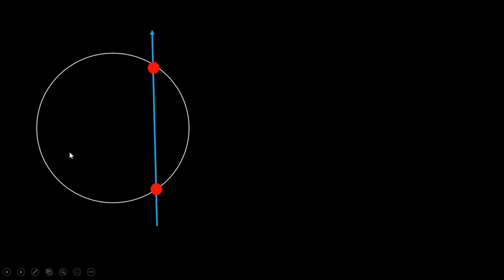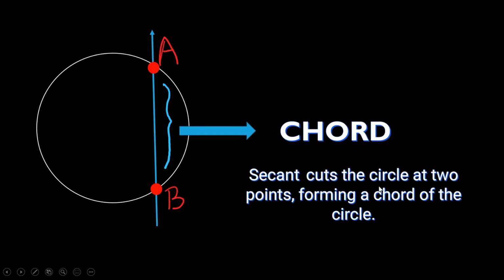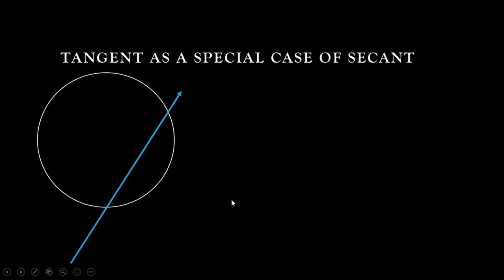Let's look into this figure where the circle is there and a secant is there, and it intersects the circle at two different points A and B. Interestingly, the part AB which lies within the circle, we call a chord. So a chord is a part of the secant. The secant cuts the circle at any two points, forming the chord of the circle. Now, one important property is that the tangent is a special case of secant.